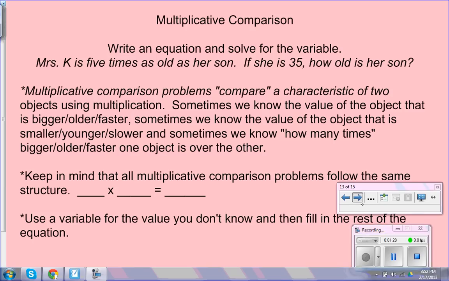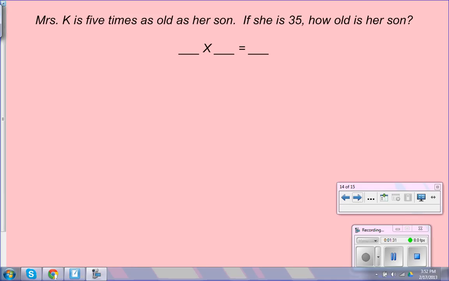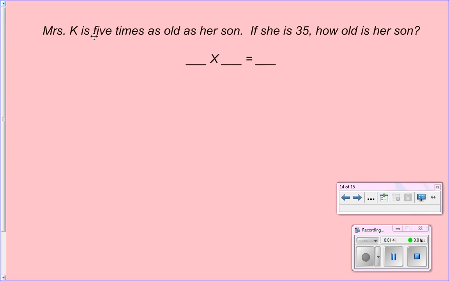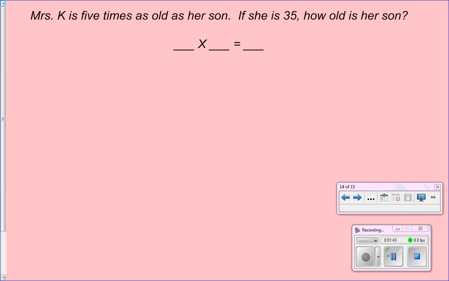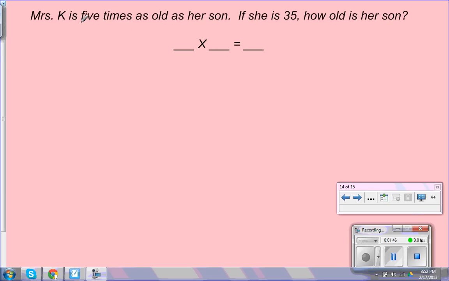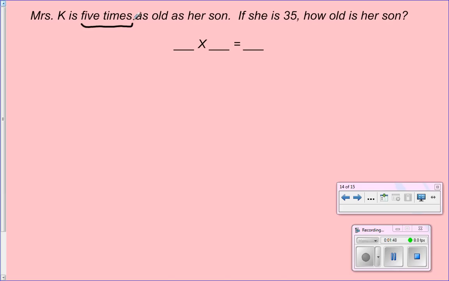So let's take a look at that problem with Mrs. K. Mrs. K is 5 times as old as her son. If she is 35, how old is her son? So we know that she is 5 times as old as her son. So I'm going to go ahead and underline that. I know that she is 35, and I know that I'm trying to find out how old her son is. That's our variable. That's what we're trying to figure out.